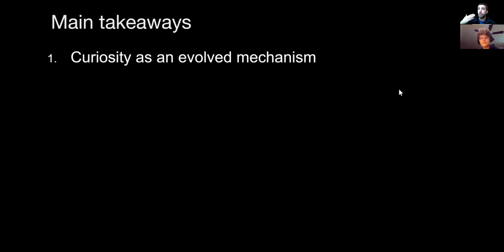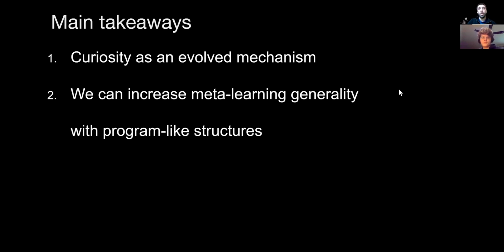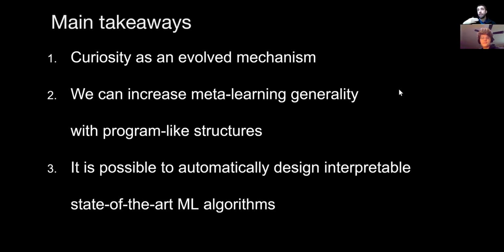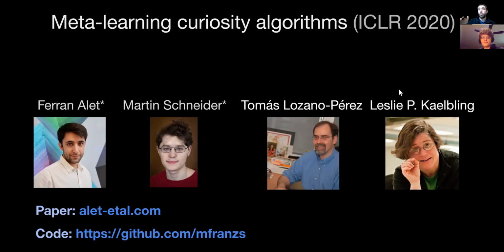In conclusion, the main takeaways of our work are that thinking about curiosity as an evolved mechanism that maximizes the reward over an entire lifespan, and that this lifespan is very long, is a fruitful endeavor to consider. Also, that we can increase meta-learning generality with program-like structures. In particular, we showed that if you learn at the level of algorithms instead of neural network weights, you can generalize radically compared to previous meta-learning algorithms. And finally, that it is possible to automatically design interpretable state-of-the-art machine learning algorithms, and we display it in the case of curiosity.